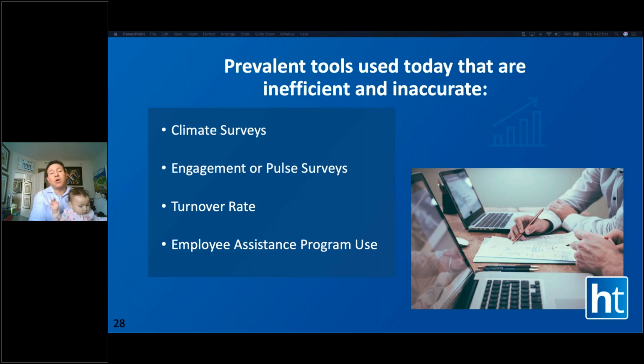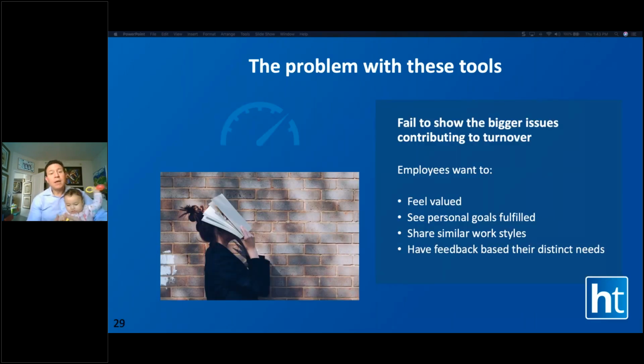Today, the prevailing tools used are inefficient and inaccurate. We've talked about some of these pulse climate surveys, these engagement surveys. Knowing your turnover rate doesn't really tell you if you have the right culture or not. It tells you that you have a problem keeping people, but it doesn't tell you what your culture is. And all these employee assistance programs, good to have them in place. You need that, but it's also not your culture that's driving performance. Next.